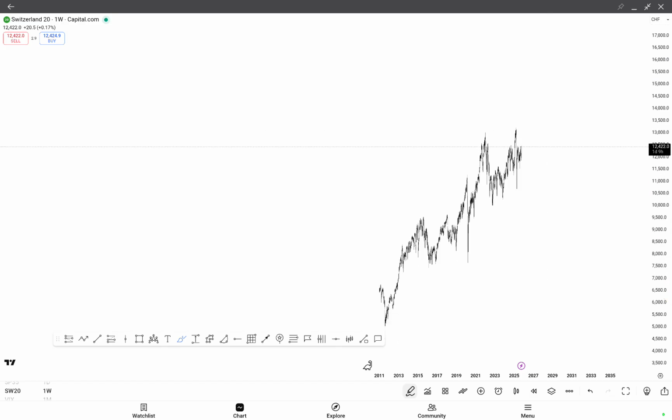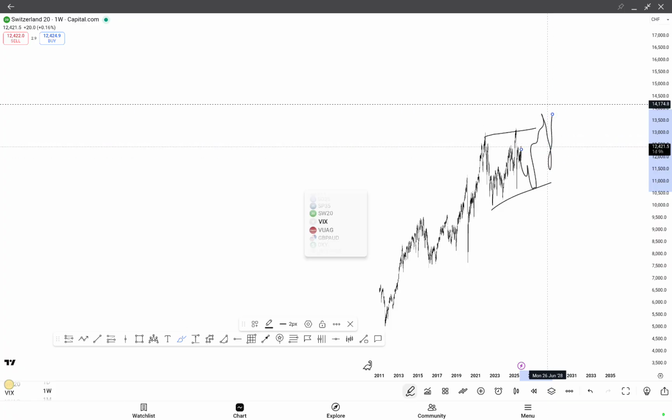SW30, not really got anything to say about this. This could still come down, go up. It could do whatever it needs to do.